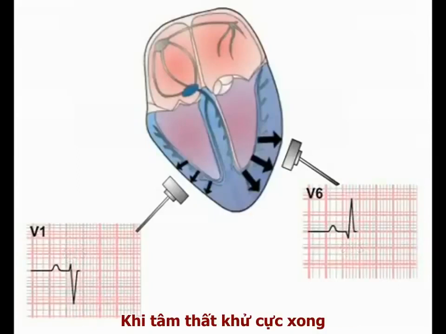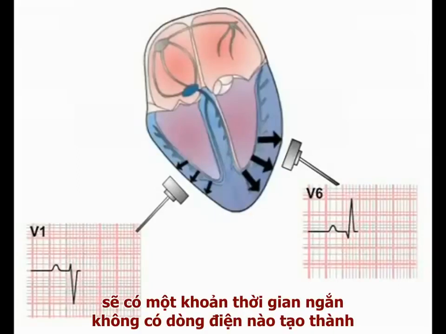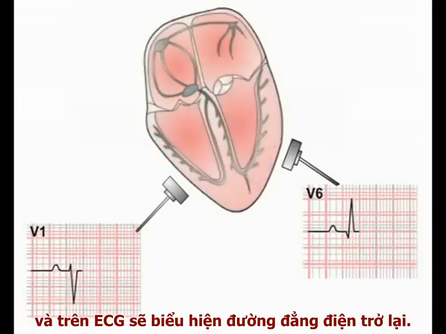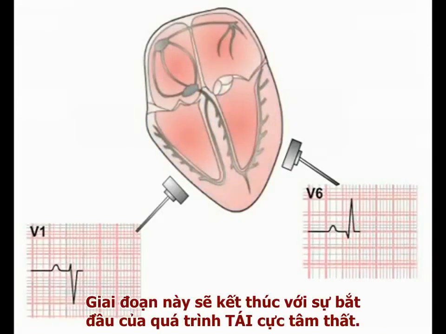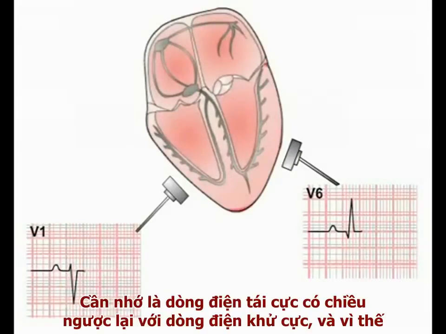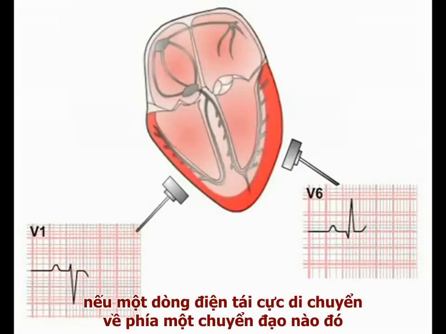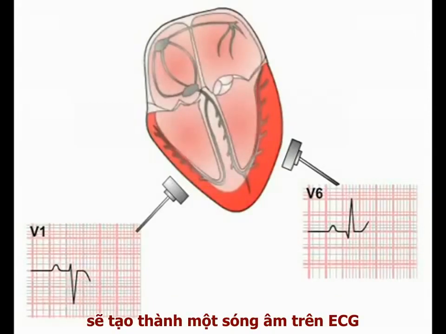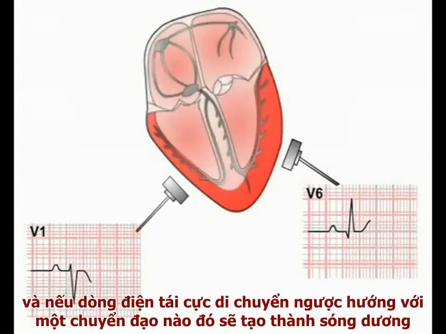When ventricular depolarization is complete, there is a brief period when no current is flowing and the recording returns to the isoelectric line. This period ends with the onset of ventricular repolarization. Remember, repolarizing current has the opposite polarity to the depolarization wave, and therefore when it is moving towards a lead, it produces a negative deflection on the ECG paper and a positive deflection when moving away from a lead.